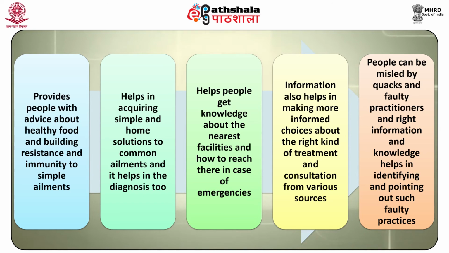In most of the developing countries where indigenous systems of medicine coexist with the modern means, people have often been found to use both systems at various times. People can sometimes be misled by quacks and faulty practitioners, and right information and knowledge help in identifying and pointing out such faulty practices. People acquire information through various routes: the informal information through social circle and peer groups.